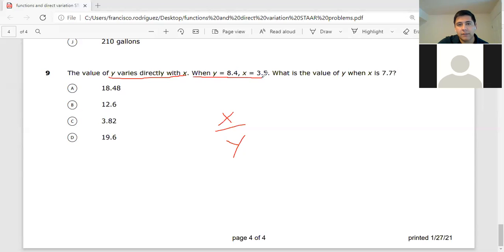All right, so let's at least start with this first part right here. When y is equal to 8.4, x is equal to 3.5. How do we set that part, which is, I guess, the first part of the equation? Wait, can you repeat that question again? So we're trying to set up the equation, and I was saying, let's try to set up this first part, which is when y is equal to 8.4, x is equal to 3.5. So how do we set that up?